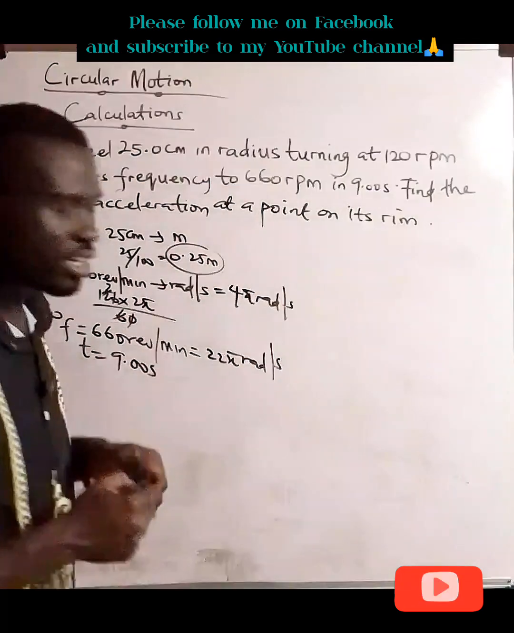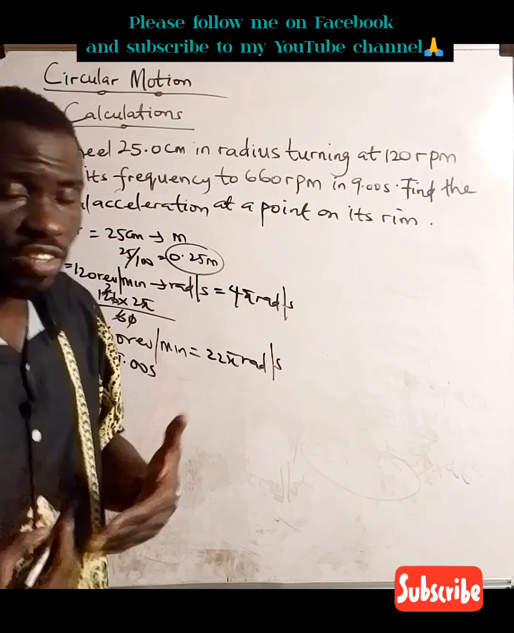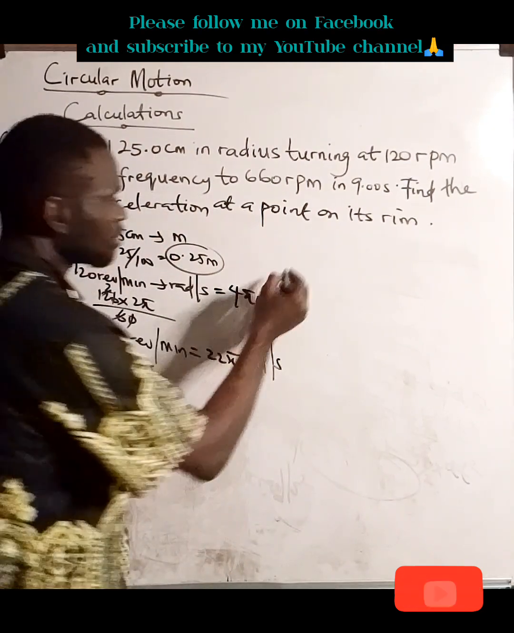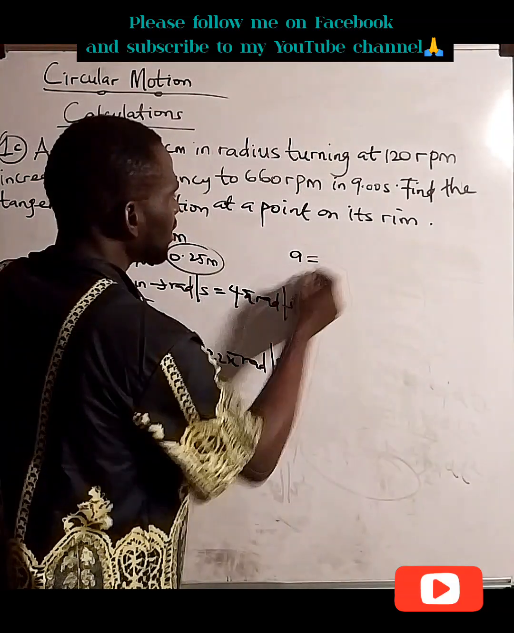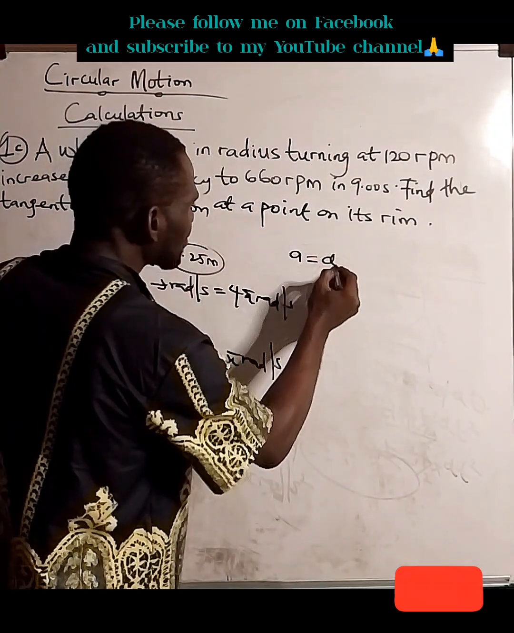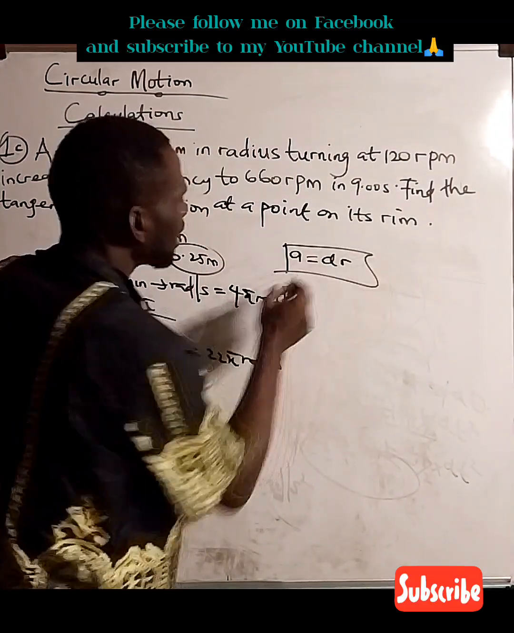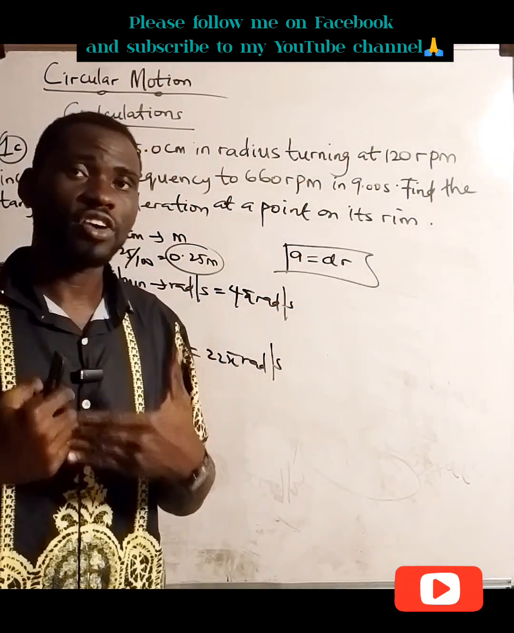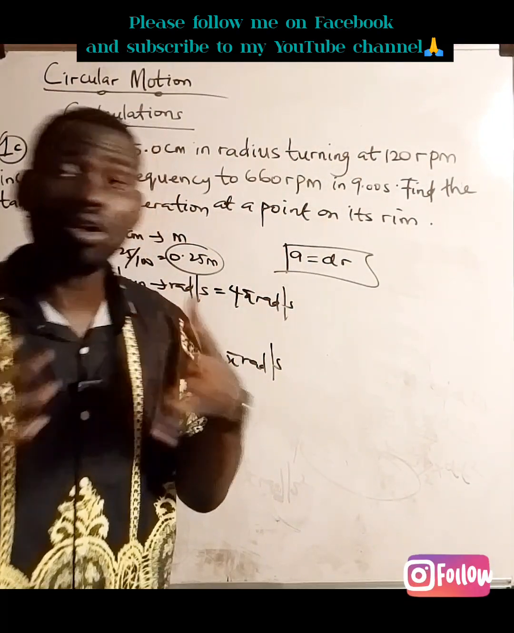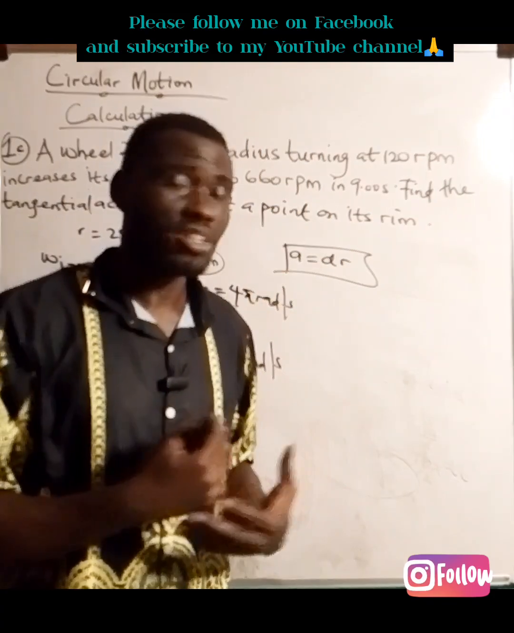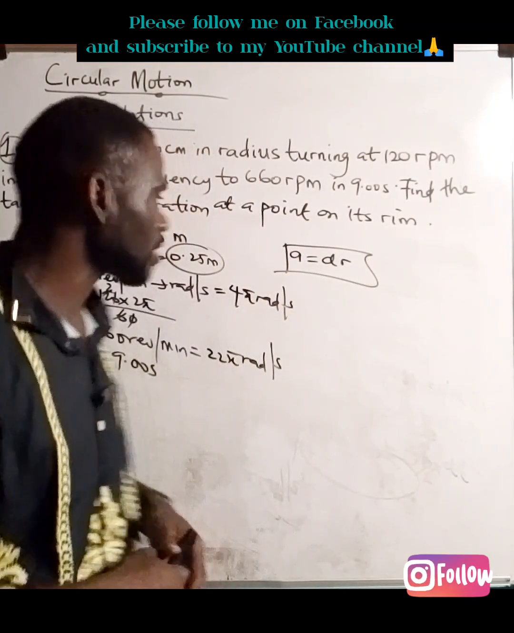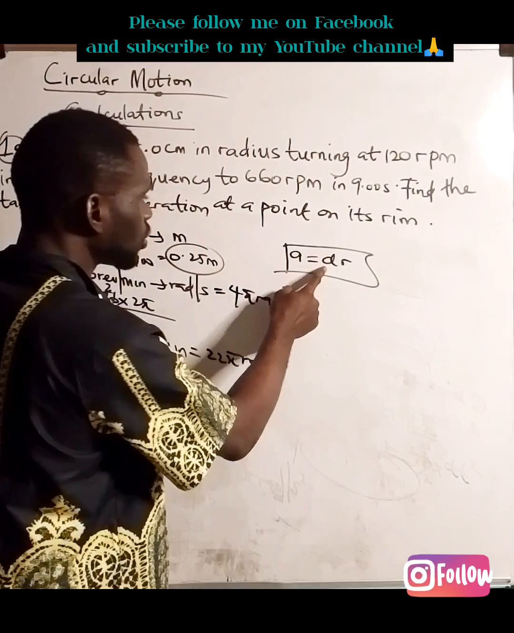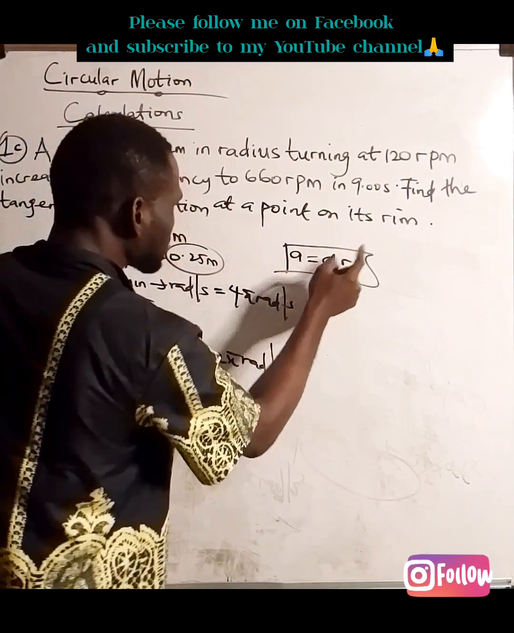Now, what's the formula for tangential acceleration? Don't forget that tangential acceleration is what we call the linear acceleration. We derived the formula for that already. Tangential acceleration is equal to angular acceleration times radius. That's why if you have not seen the previous lessons on the derivations of all the formulas on circular motion, there's no way you understand what we're doing 100%. So tangential acceleration, I beg your pardon, is angular acceleration times radius.